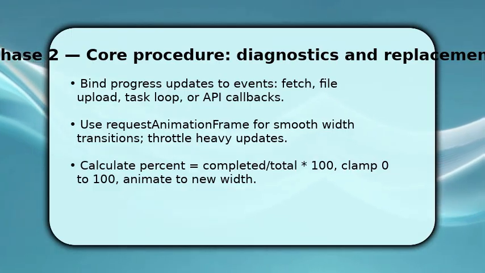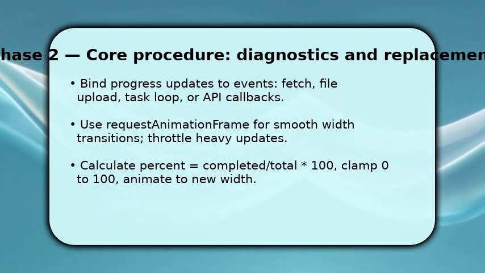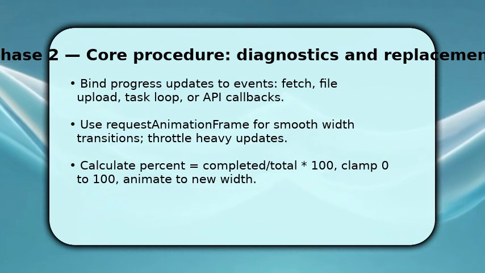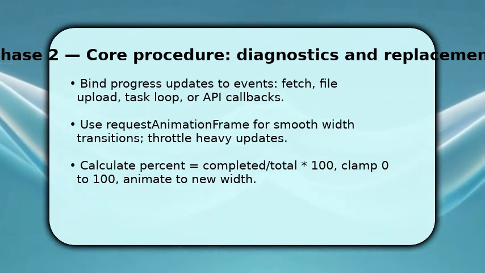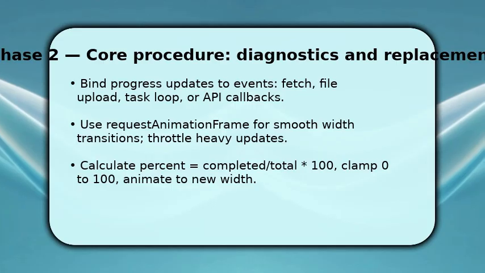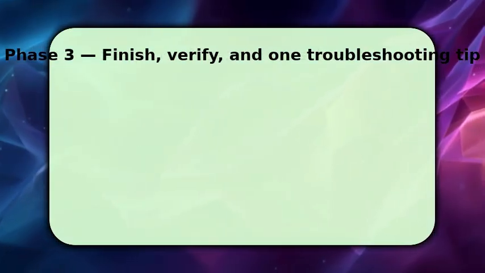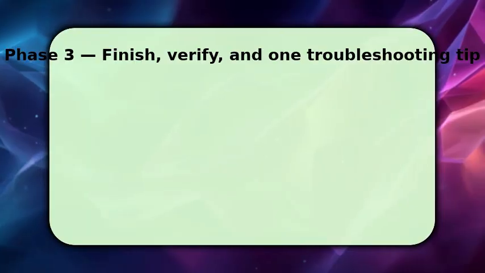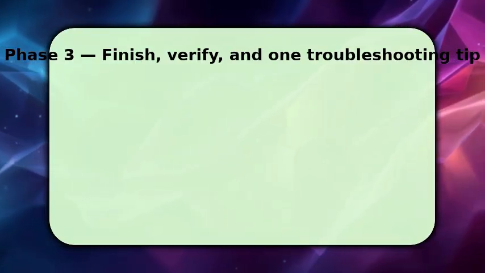Make sure to throttle rapid updates to avoid jank. Also update accessible labels so users know current %. You finish by ensuring the bar reaches 100% when the task completes. Trigger a short finish animation, then hide or reset the component for the next run.